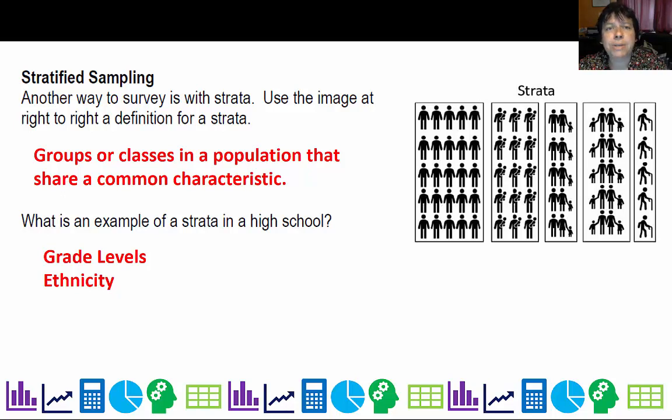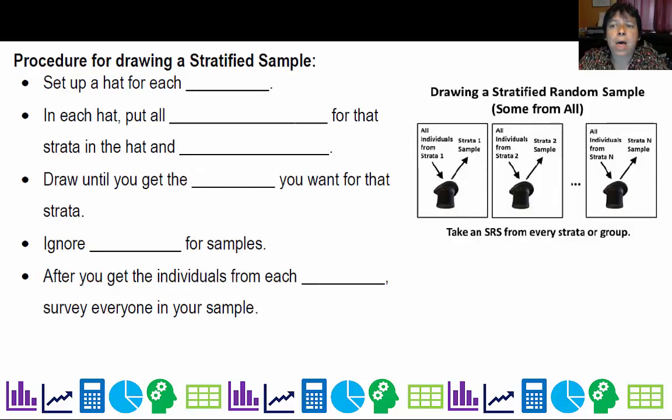So how do we set up a stratified sample? Well, if you look at the picture at right, these are the steps for doing a stratified sample. How does this picture look different from my other pictures with the hats in them? Hopefully you notice there's more than one hat here. It's like I'm doing a simple random sample in each strata. Each strata gets its own hat, all right? Each strata gets its own simple random sample.